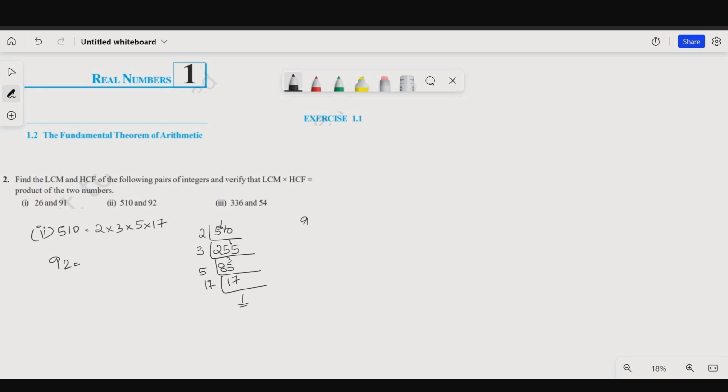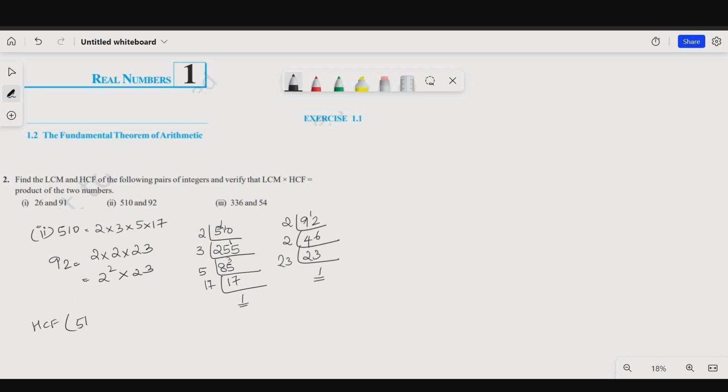And 92. So now next is 92. 2 is the smallest prime number that can divide 92, giving 46. Again it is divisible by 2, giving 23. Now 23 itself is a prime number, so 23 is divisible by 23 itself, because 23 has only two factors, that is 1 and the number itself, that is 23. So we can write it as 2 into 2 into 23, which can be simplified and written as 2 square into 23.